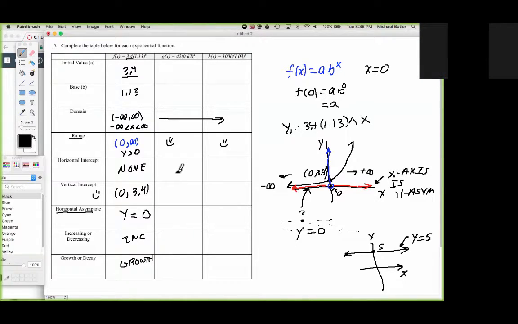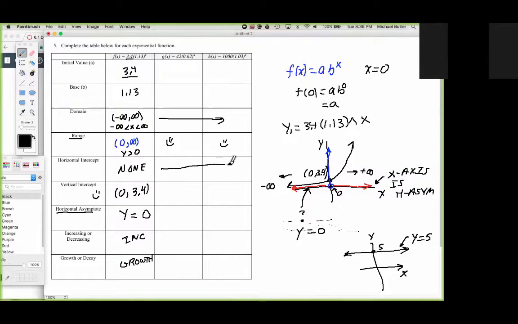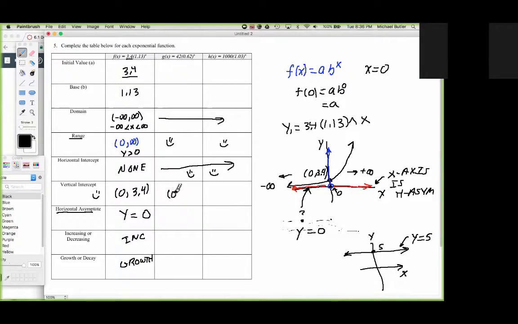Okay, what about the horizontal intercept? Well, there's not going to be any. You got it. Those are all going to be the same too. Okay, vertical intercepts. Tell me what the vertical intercept is for g of x. 0, 42. You got it. Good job. And then 0, 1000 on the next one.